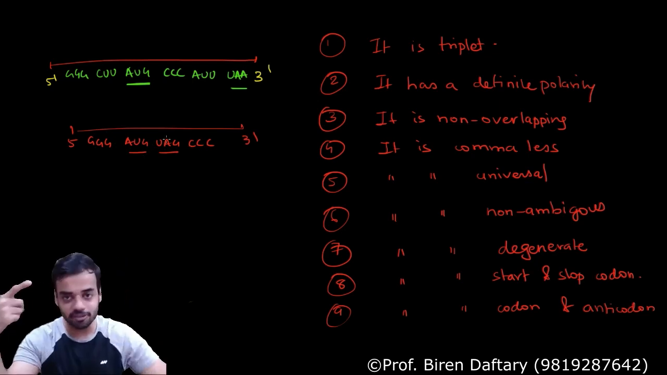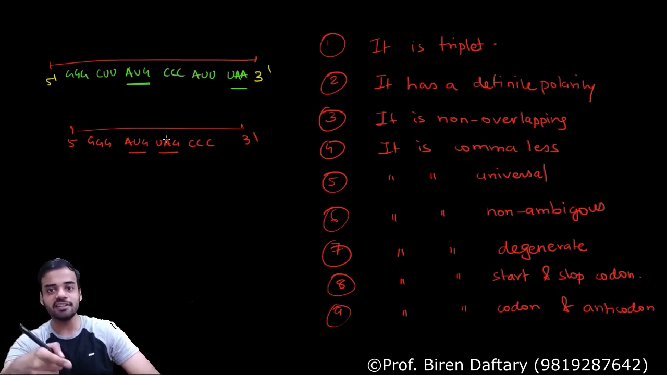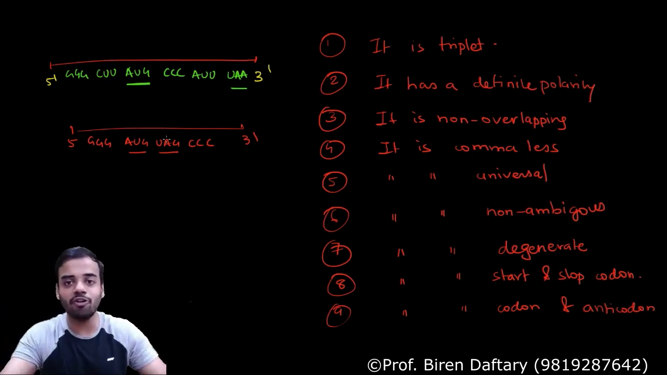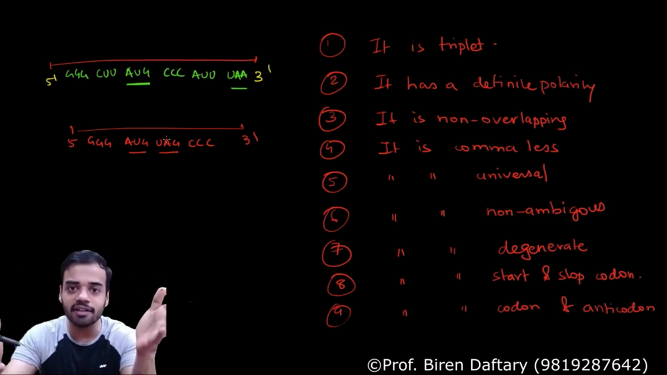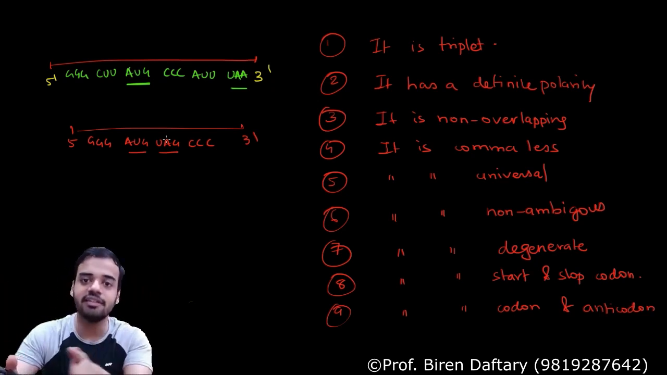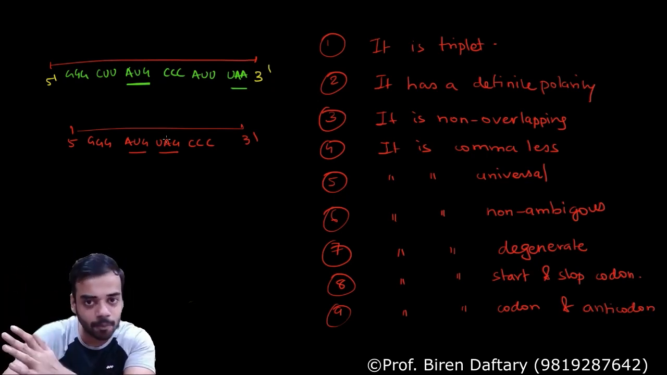I will explain this to you in detail during translation, but please remember that when we write mRNA, we normally write AUG as the first codon. That is not a rule. AUG can be anywhere. Wherever AUG is there, from there translation will start, and wherever the stop codon is there, it will stop.